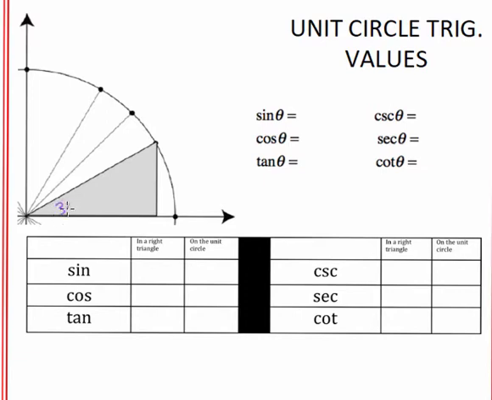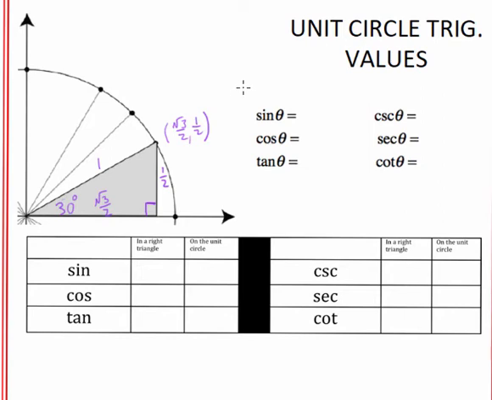All right, let's take a look at this 30-degree angle within the unit circle. Okay, we already have that this side is 1/2. The radius of the circle is 1, and this side is square root of 3 over 2. So this point is square root of 3 over 2, 1/2.